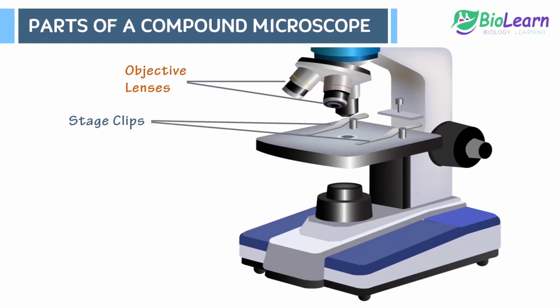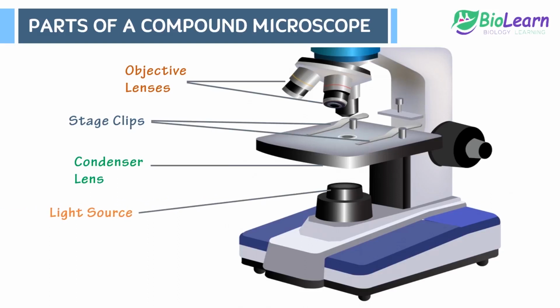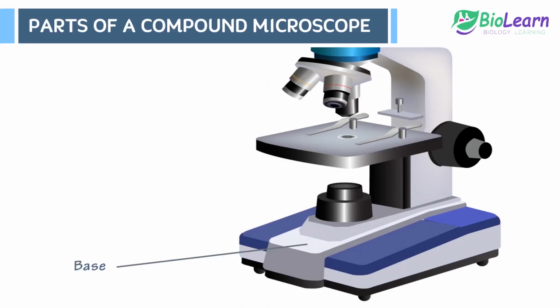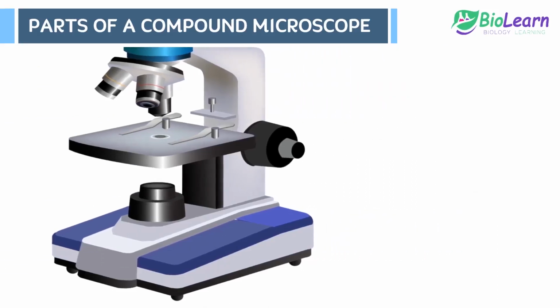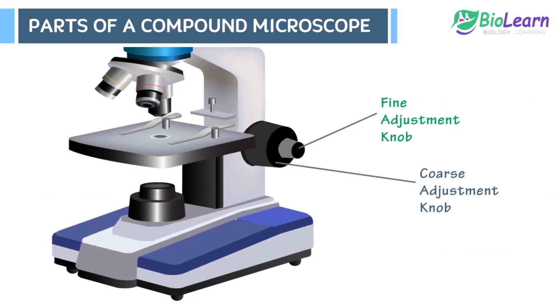The stage clips hold the slide firmly on the stage. A condenser lens focuses the rays of the light on the object. It is fixed just below the stage. The light source provides sufficient adjustable light to be focused on the slide. The base gives horizontal support to the microscope on a surface. The coarse adjustment knobs are used for rapid and precise focusing on the object. The fine adjustment knobs help to get a sharp and clear image of the object.